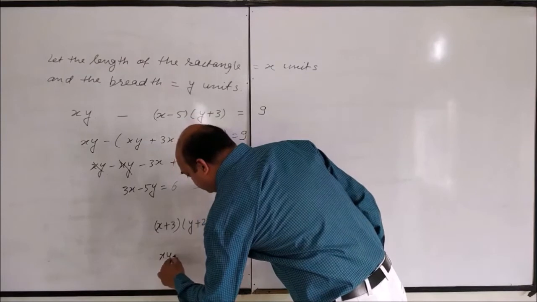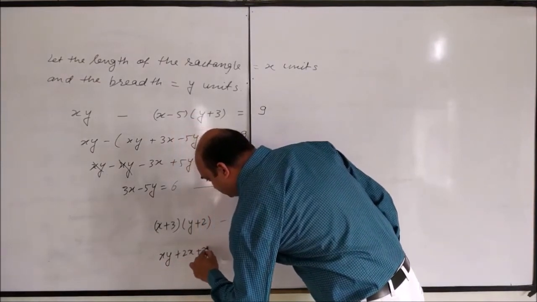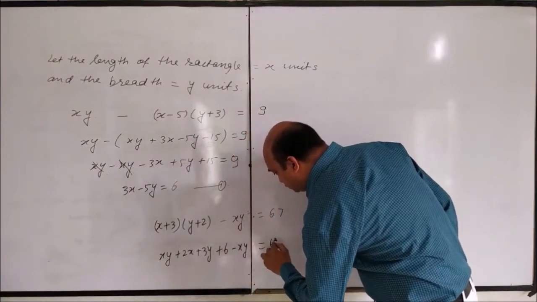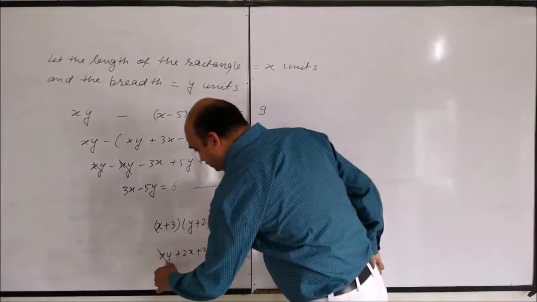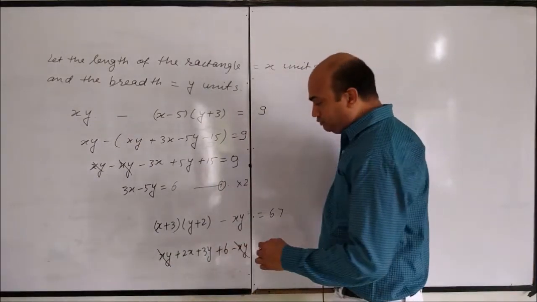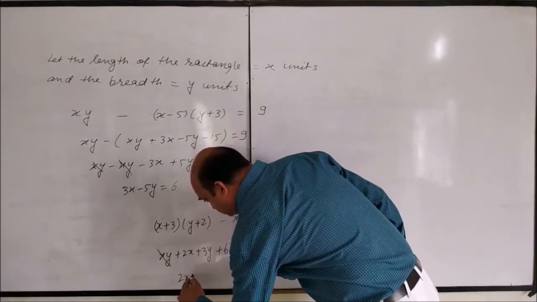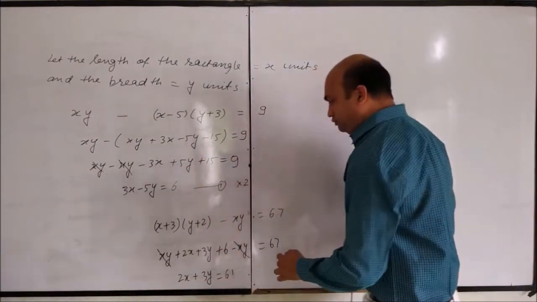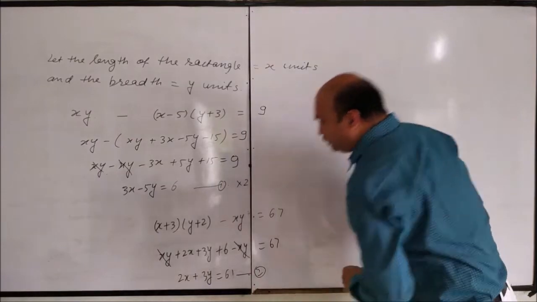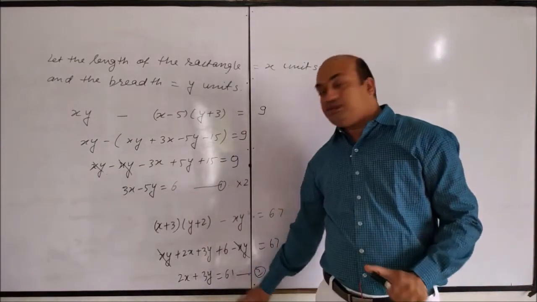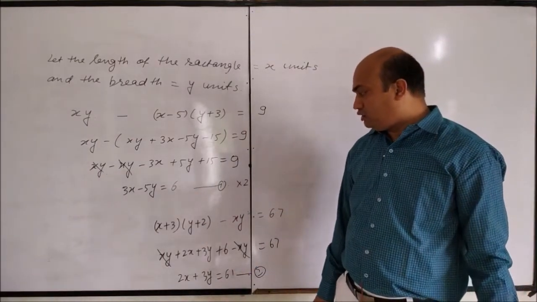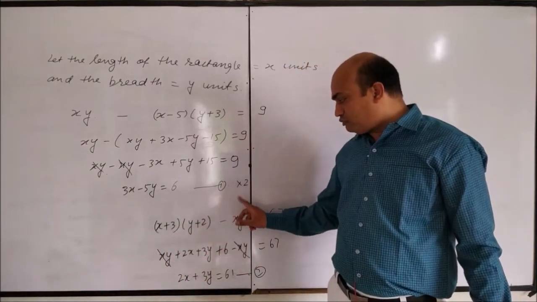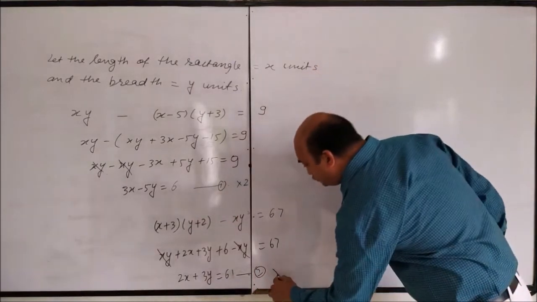You will get xy plus 2x plus 3y plus 6 minus xy is equal to 67. This xy we cancel. This will be 2x plus 3y is equal to 61. Equation number 2. These are the two equations. We solve these equations by elimination method. We will make the coefficient of x equal. Multiply the first equation by 2 and the second equation by 3.